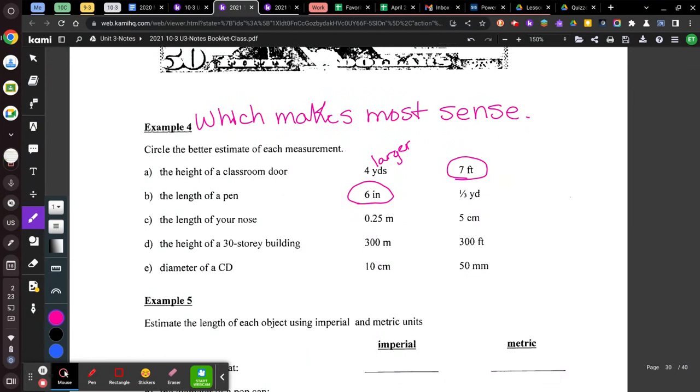Take a look at the length of your nose. Now, some of us have longer noses than others, but which would be the appropriate unit to measure them in? Am I going to use a meter? Remember, a meter is like that yardstick. A meter would be like that long. Am I going to use a meter or a centimeter? Centimeter. Good. Again, this is when things make sense, we call that logic.